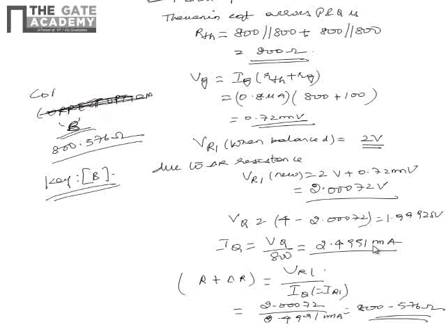So please correct the option to B. It is nothing but 800.576 ohms. So the correct key is B.